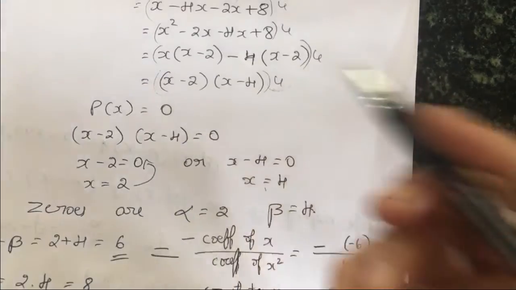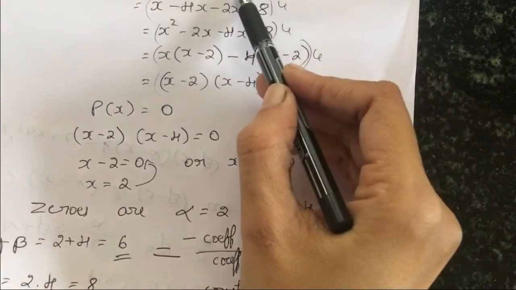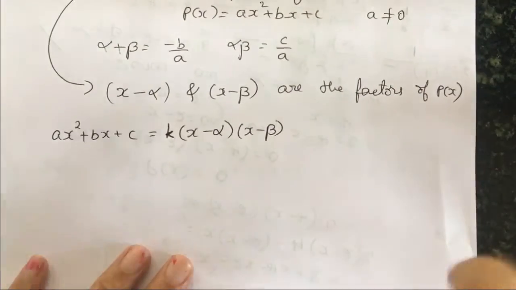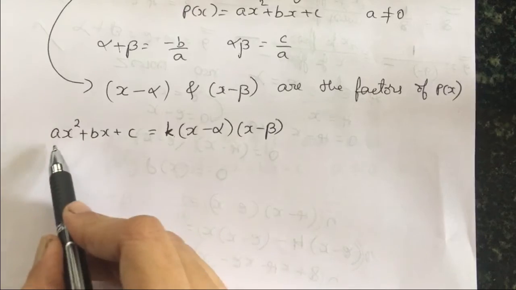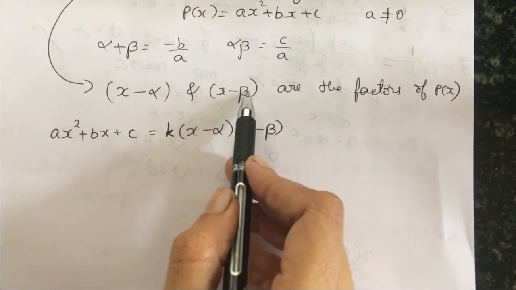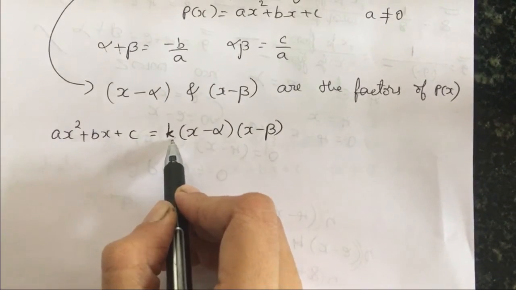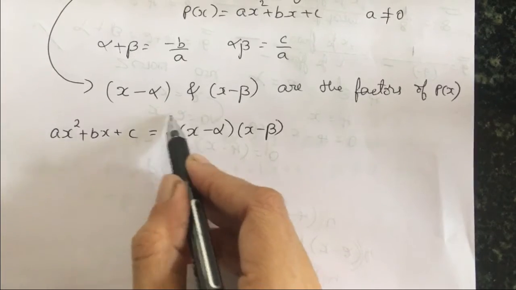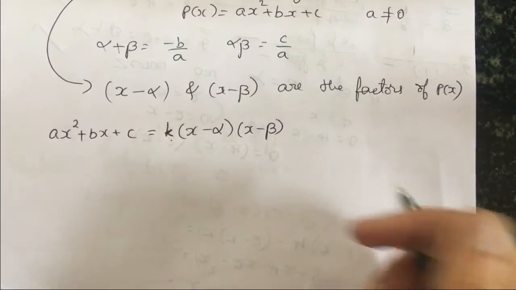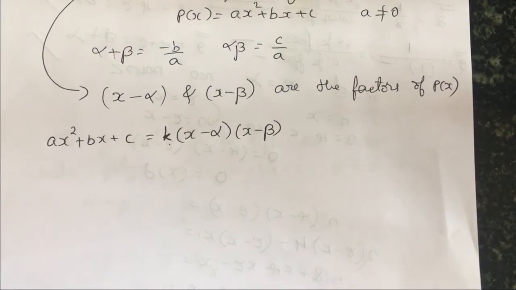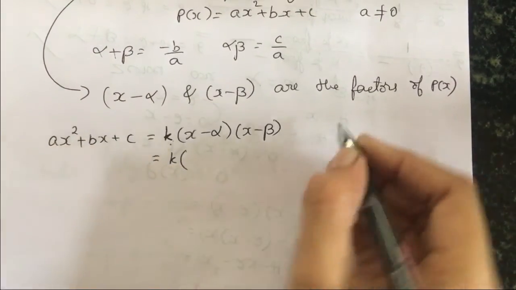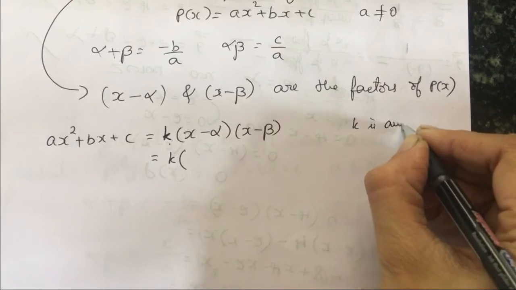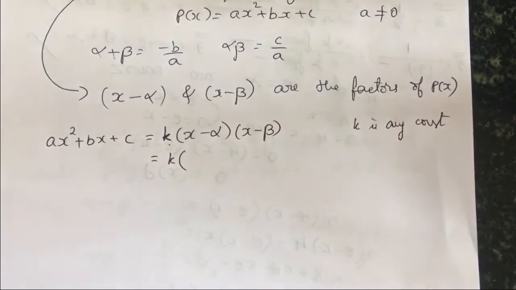So same thing I'm saying, either it is directly equal to this, or some constant must be multiplied to get this. If these are the factors, it may be multiplied with a constant, not necessarily, it may be equal to 1, 2, I don't know. I'm just making a guess. Now I'll multiply this by k, where k is any constant.